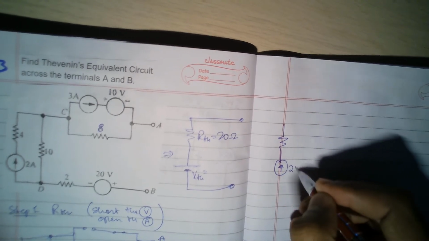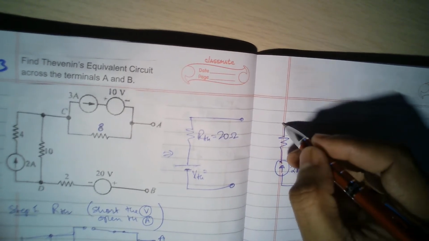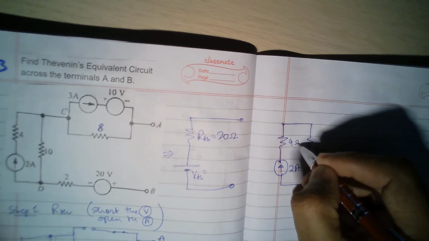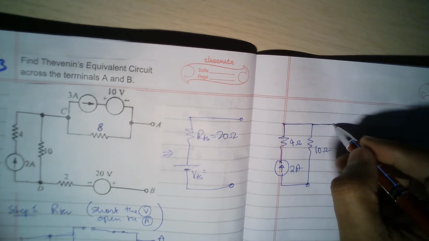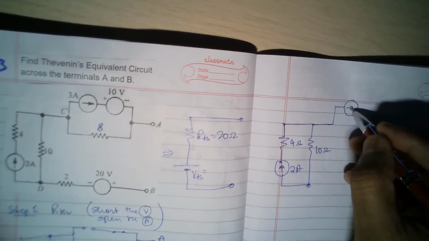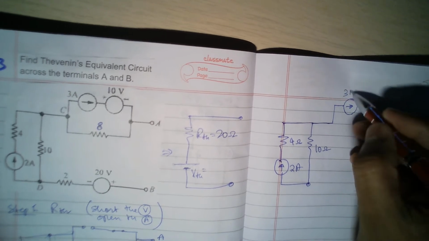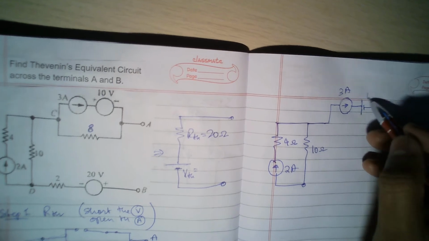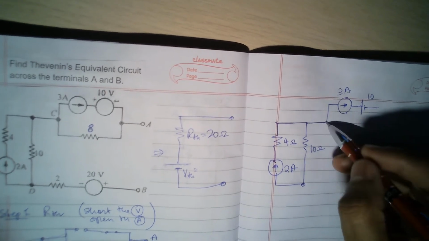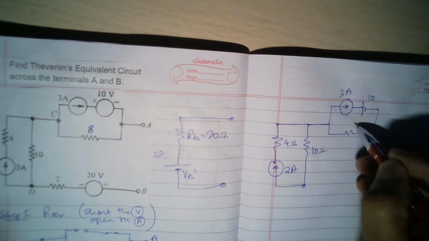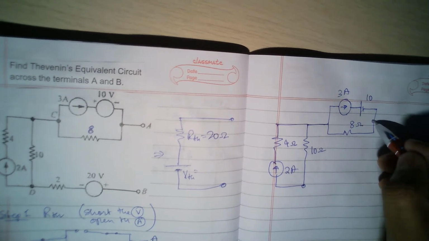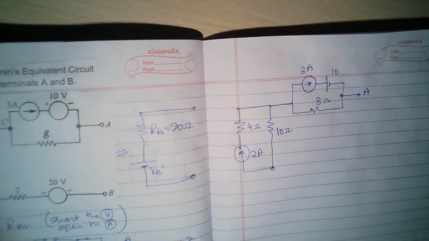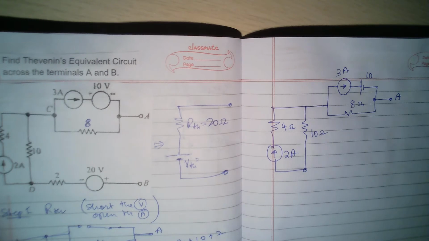So here it is 2 amperes of current. This is 10 ohms, this is 4 ohms, and then I have 2 branches. This is 3 amperes, and I'll just draw like a simple 10 volt symbol, and then 8 ohms here, and then this point is A. Okay. And down we have 2 and 20.